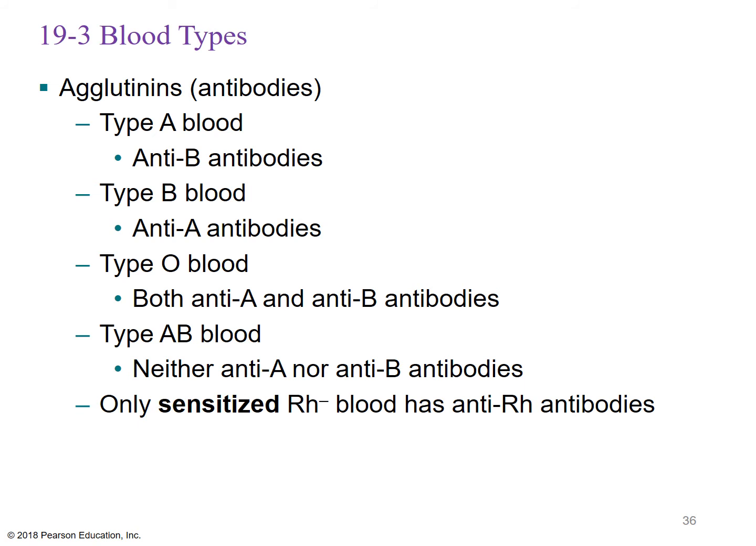Type O blood is going to have both anti-A and anti-B antibodies. Now remember, type O blood had 0 antigens on the plasma membrane, but it has both of these antibodies inside of the plasma itself. Type AB blood has neither anti-A nor anti-B antibodies. And if we're talking about the Rh factor, only sensitized Rh negative blood has the anti-Rh antibodies. I'll talk about how it gets sensitized here in a moment.